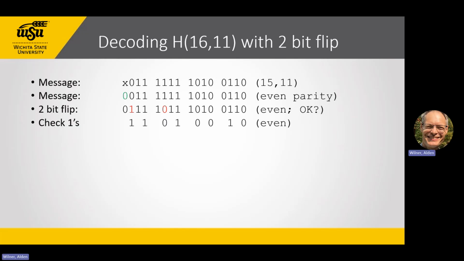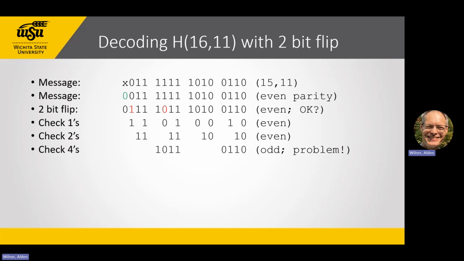Let's see. Check the 1s. It comes back as even. Check the 2s. It comes back as even. Check the 4s. It says there's a problem. Check the 8s. It says there's no problem. It comes back even, right? So if we didn't have this overall check bit out here, we'd say, well, I only have an error in the 4s bit, so basically my 4s parity bit must have flipped itself. And I would correct it wrong.